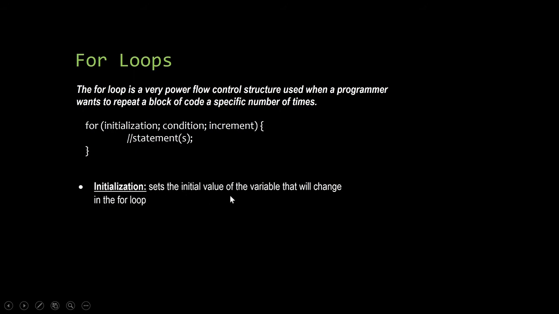This is going to set the initial value of that variable that is going to change in the for loop. That's going to determine how long this for loop is running and also what is changing in the loop, because something needs to change, otherwise the loop will run forever.